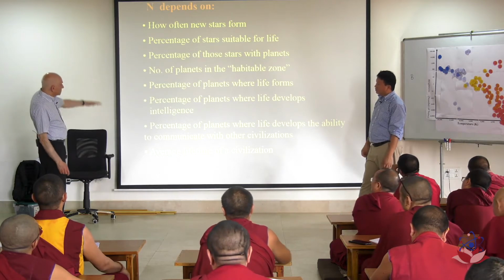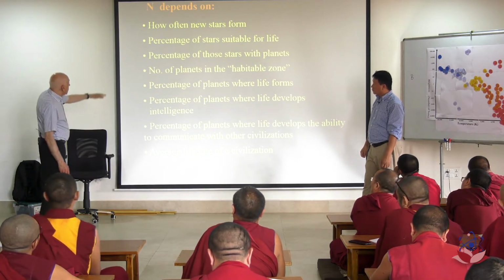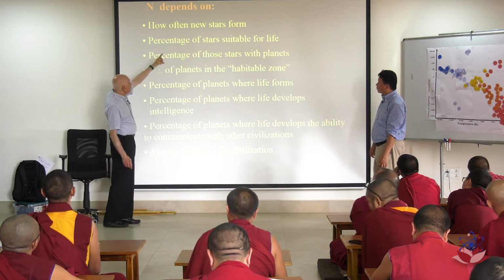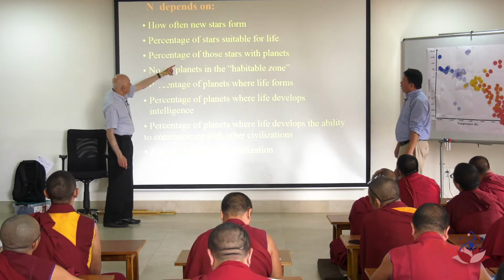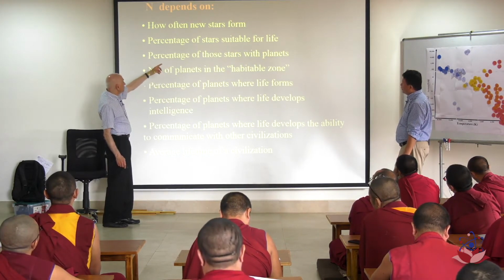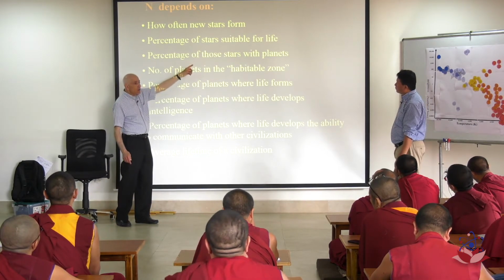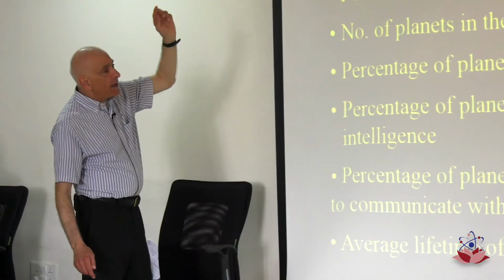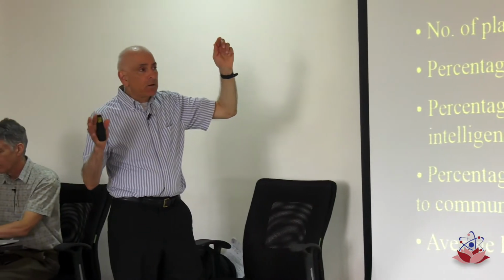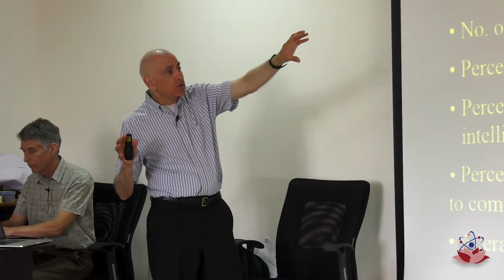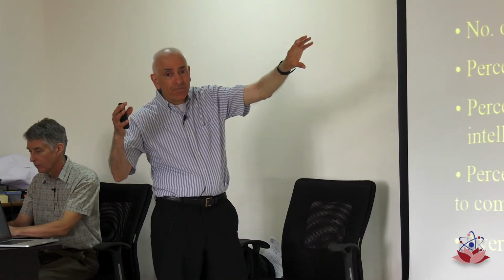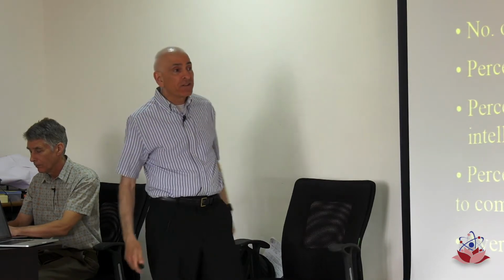These are the factors in the Drake equation. We talked about how often new stars form. And then we'll also have to consider the percentage of those stars which are suitable for life. And you said something about that earlier. You said those hot stars wouldn't be suitable for advanced life because they don't last long enough.